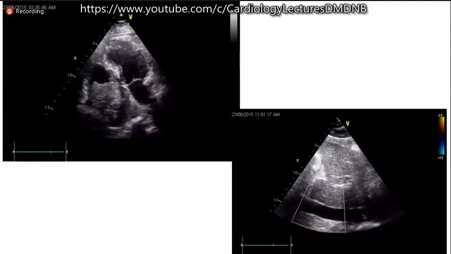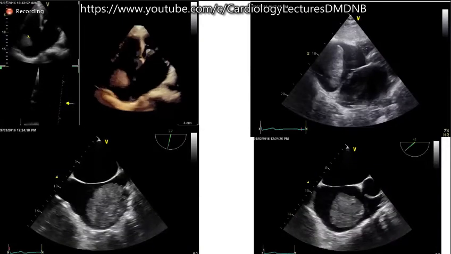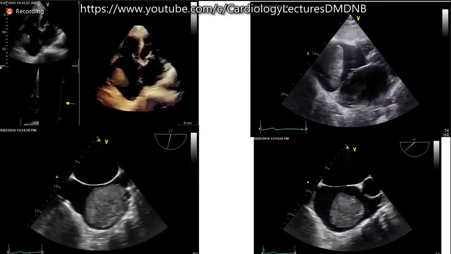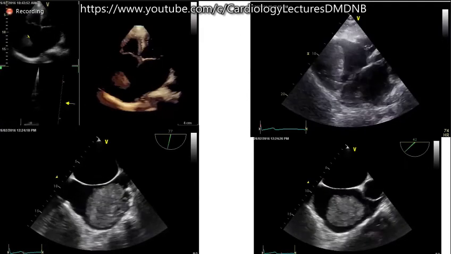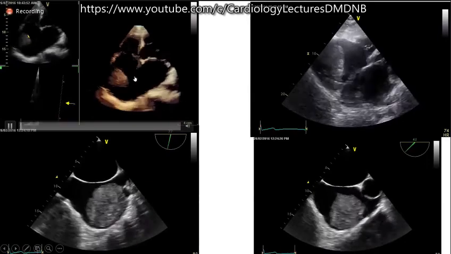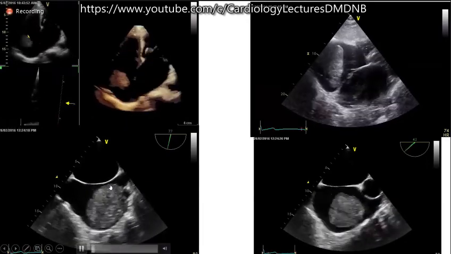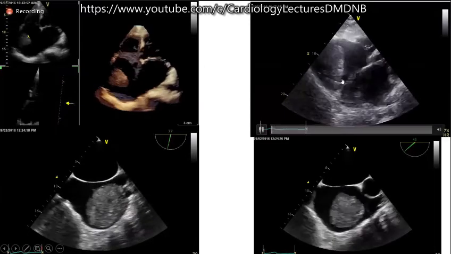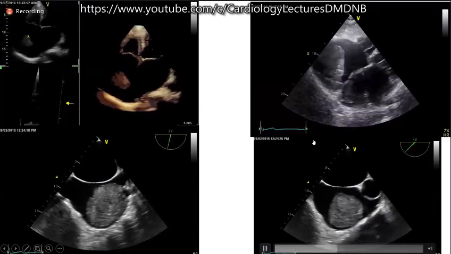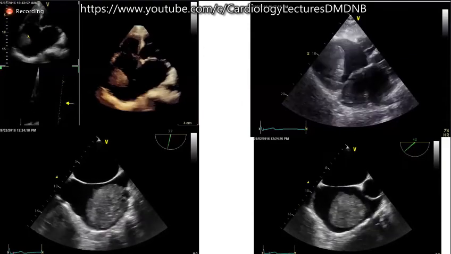So the mass is very huge. So you can see a huge mass here. This is a thrombus in the right atrium. You can see it here also. It's very easy to diagnose when you are in doubt whether it is a tumor mass or a clot. You can do an MRI.